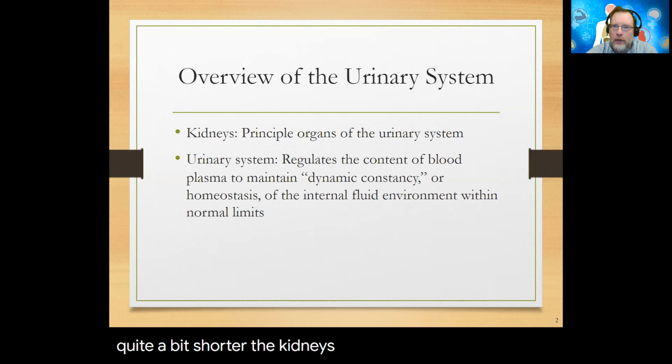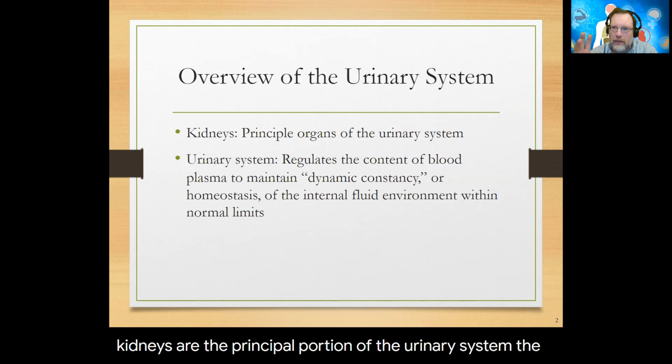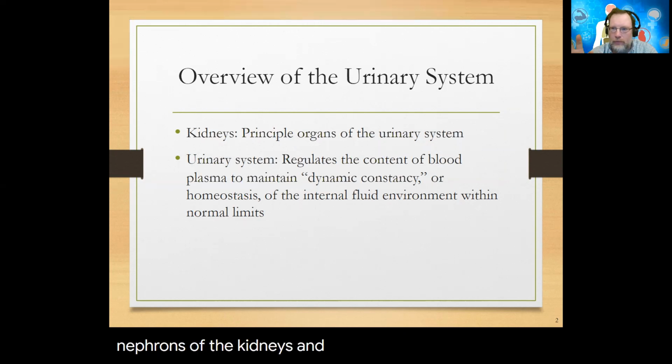The kidneys and the urinary system as a whole were studied in general A&P, so I'm just going to do a quick review of the anatomy of the urinary system. My main focus is really to discuss some of the basics of the physiology, or function. The kidneys are the principal portion of the urinary system. The nephrons of the kidneys and some of the blood going into and around and through the nephrons are what our focus is really going to be on today.